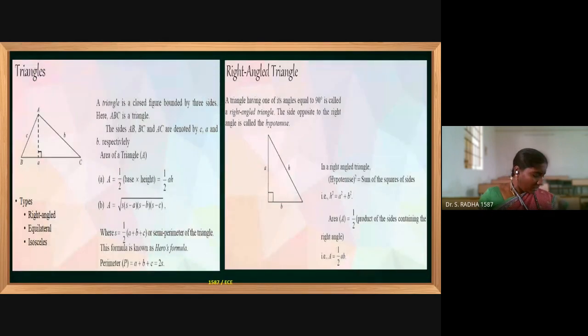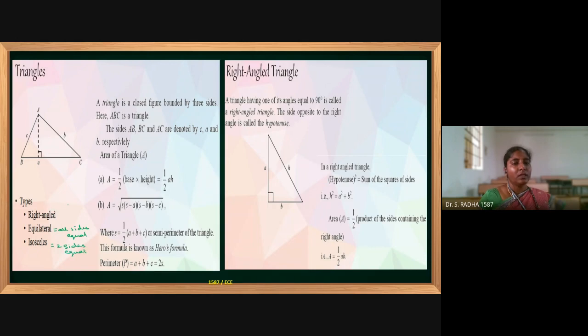This is about the triangles. You have 3 types of triangles: right angle triangle, equilateral triangle, and isosceles triangle. Equilateral means all sides are equal length. Isosceles means 2 sides equal length. Okay.